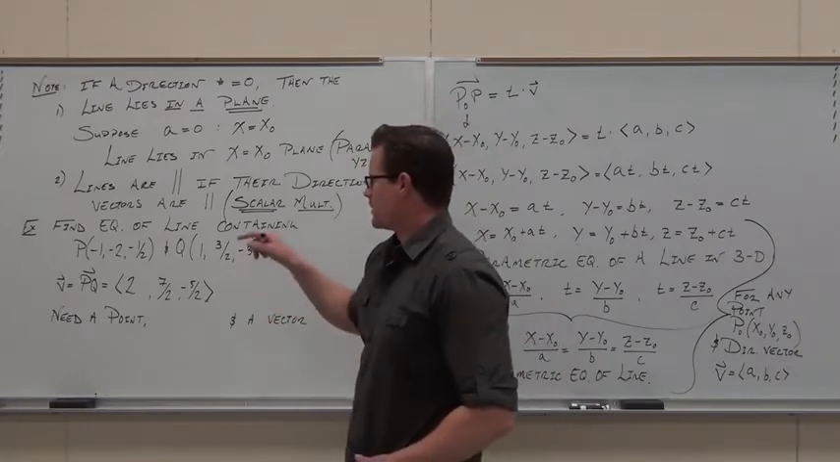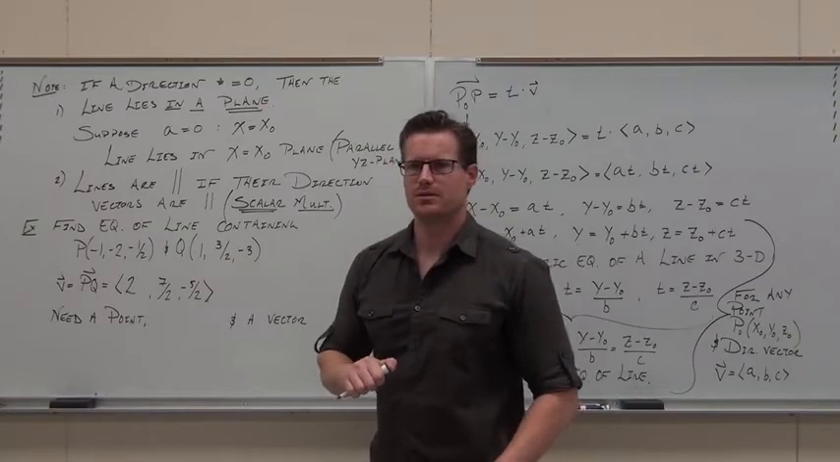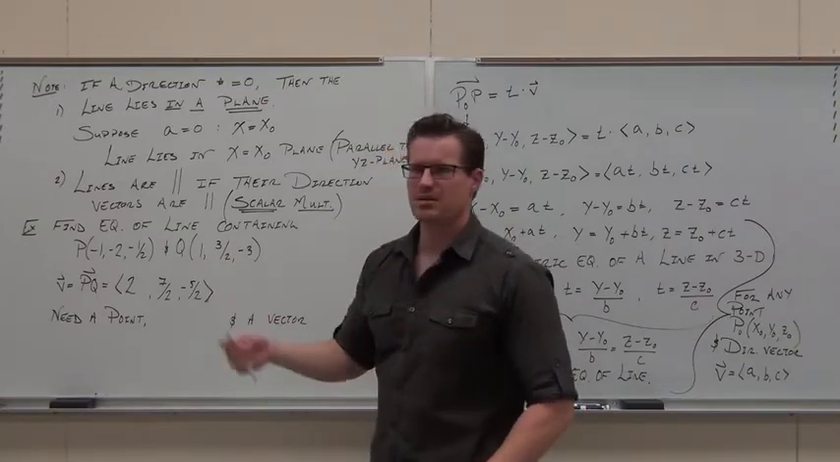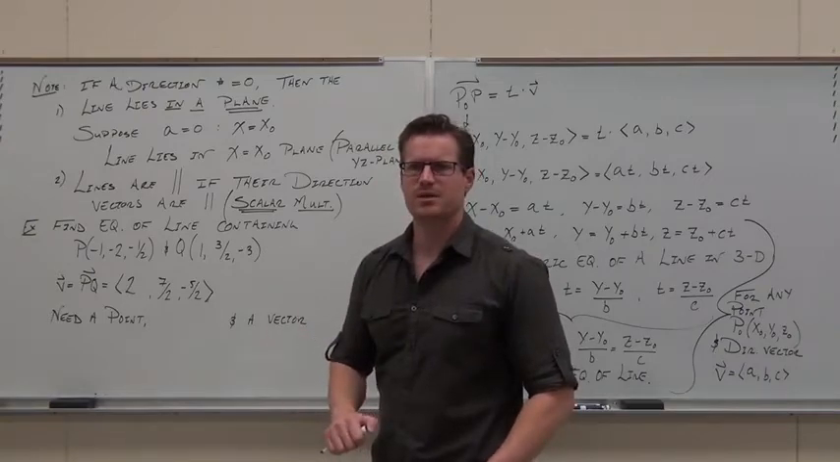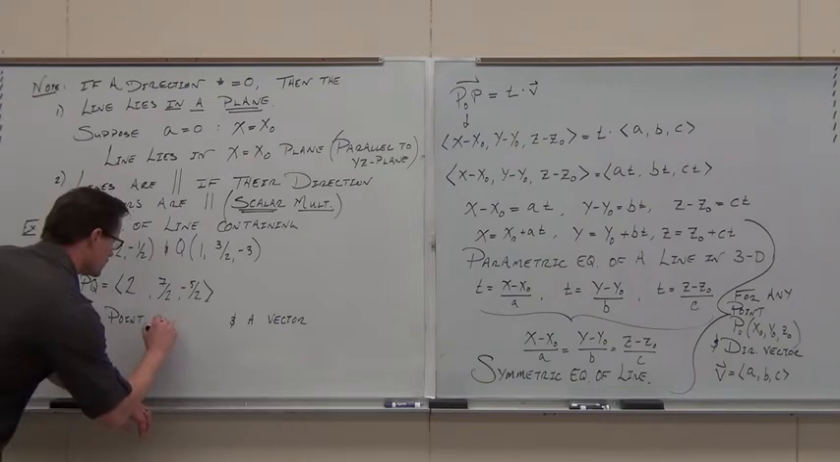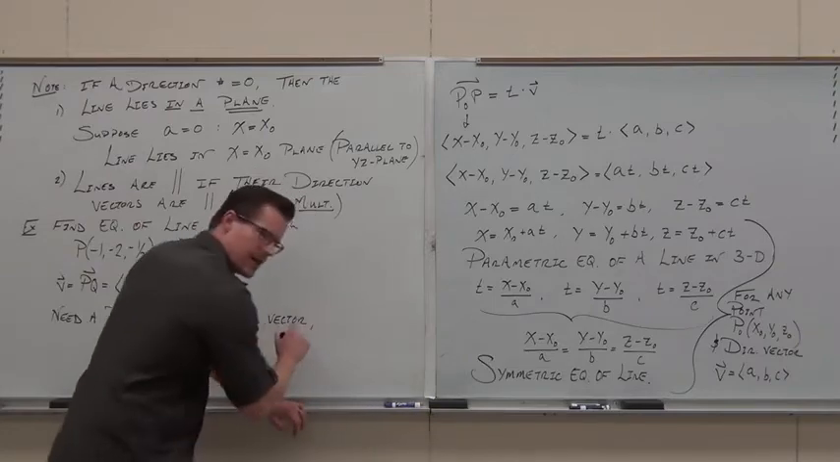So, to find the equation of a line, we need a point. What point are you going to use? Doesn't matter. Pick one. Let's pick P, just so we all have the same thing in our notes here. And we need a vector. We already got one. We have it right now.